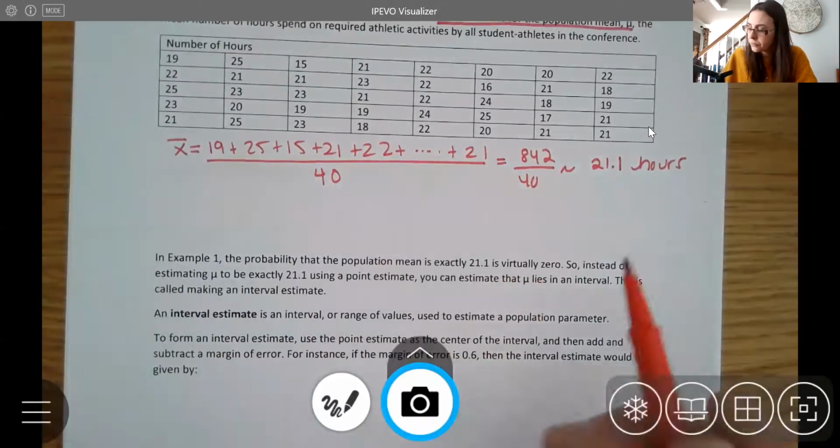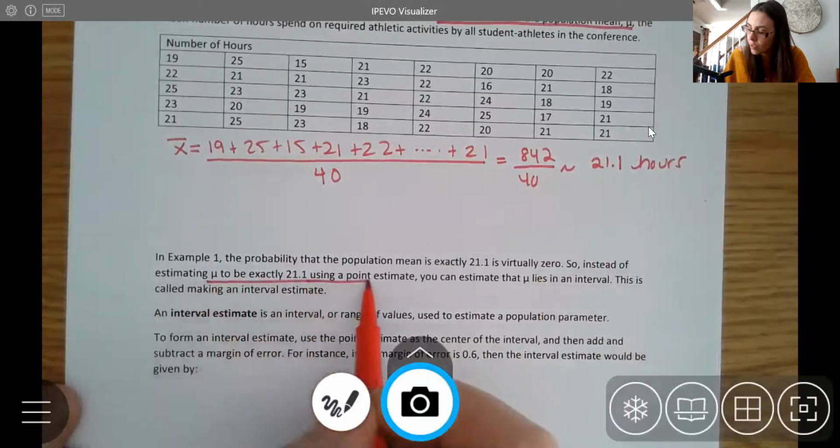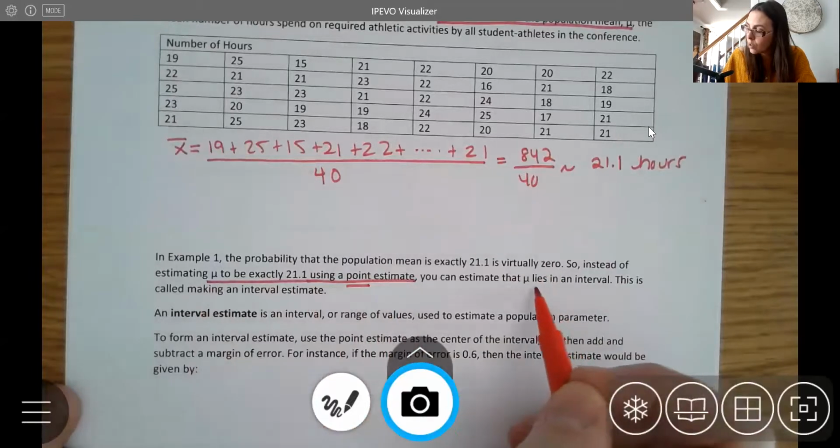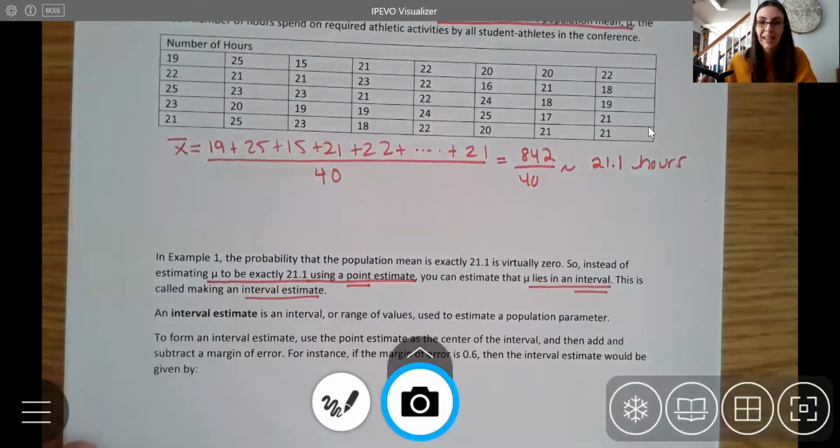It's close. So instead of estimating the mean to be exactly 21.1 using a point estimate, we can use an interval estimate instead. And that's what a confidence interval is. It's just an interval estimate. Instead of giving you one specific value for what we think the mean could be for the population, we're going to give you a range of values, which is a little bit more realistic. Because that 21.1 is likely not going to be exactly right, but it's probably going to be close to that. So we use an interval instead to estimate that mean. That's our confidence intervals. That's where this is all going.